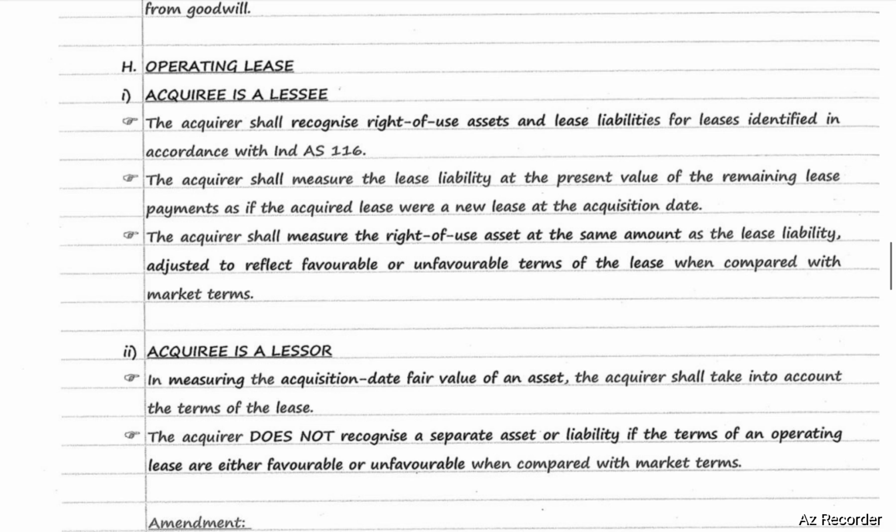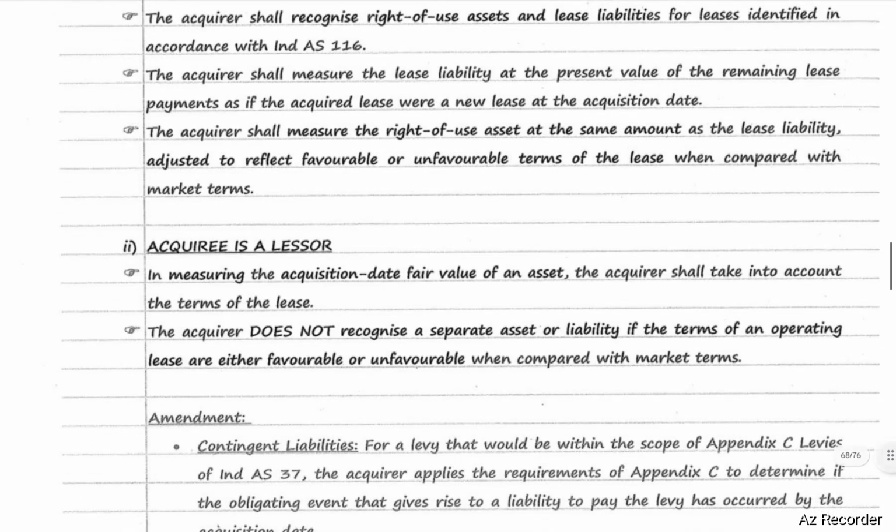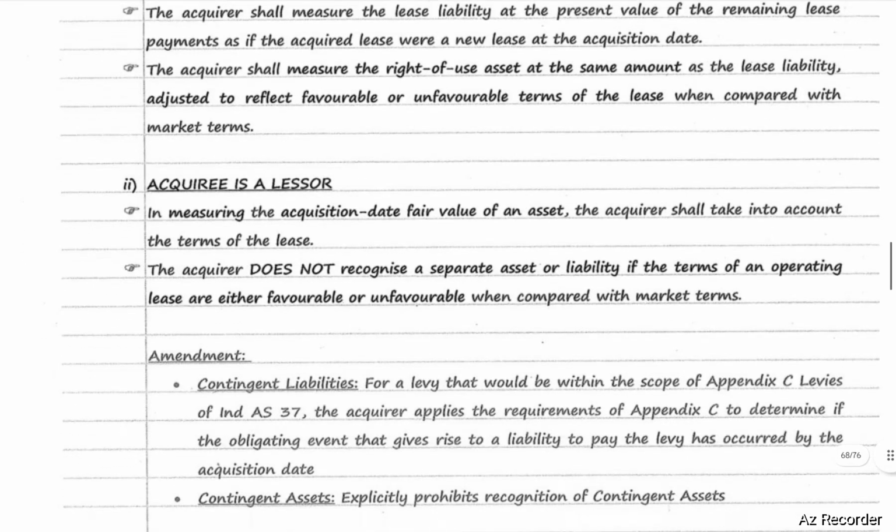If the acquirer is a lessor, in measuring the acquisition date fair value of an asset, the acquirer shall take into account the terms of the lease. The acquirer does not recognize a separate asset or liability if the terms of an operating lease are either favorable or unfavorable when compared with market terms.